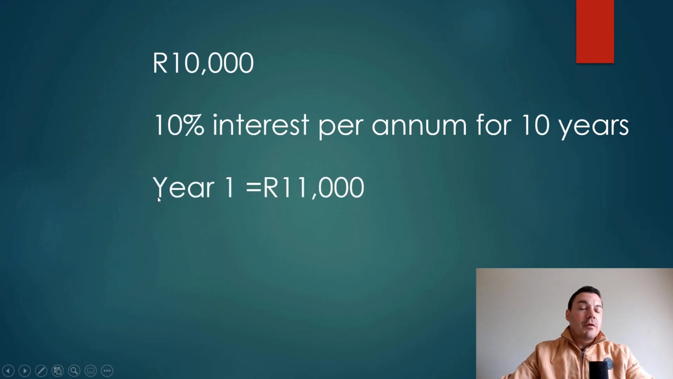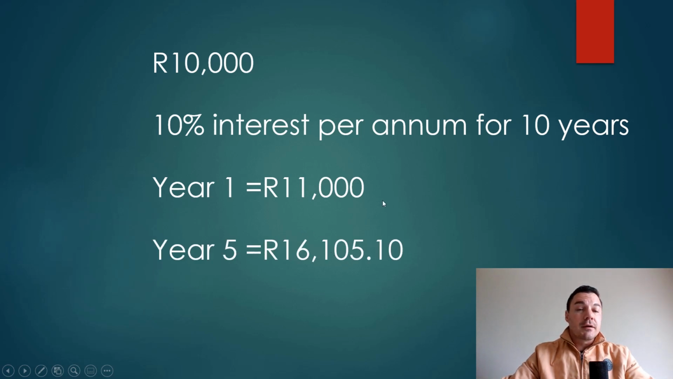So year one, we've already calculated, was 11,000 Rand. Year five would have been 16,105 Rand. So there you've made a total profit of 6,105 Rand and 10 cents. Okay, so that's how much money you've made.